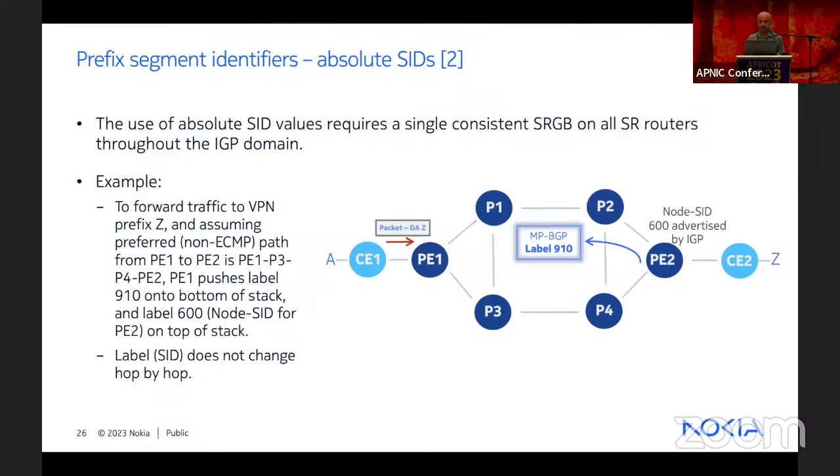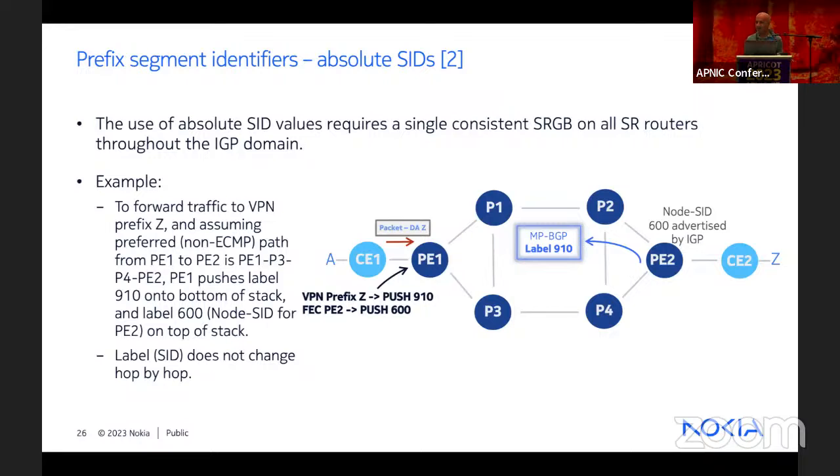P2 is the next hop. So what it's going to do now is it'll take the packet and do two things. Firstly, it will push a label for the service. Remember, we advertised label 910 for the service. So it pushes that onto the packet. It does that first, right?